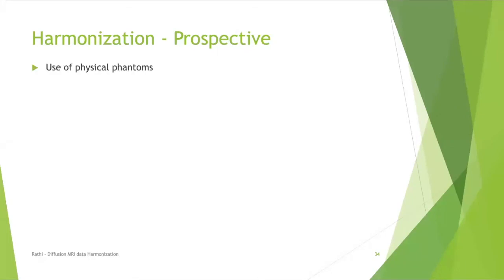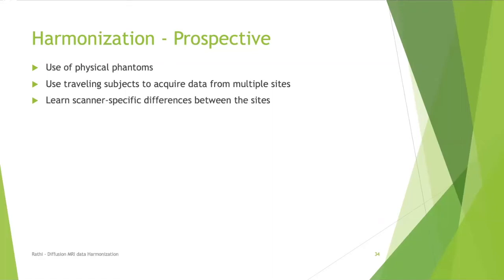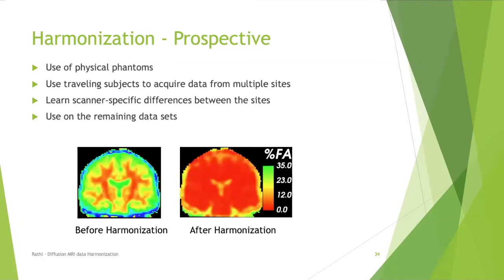So in prospective harmonization, one possibility is to use physical phantoms, and we'll go over it again. You can also, you definitely should use traveling subjects acquired at multiple sites, and then you learn a mapping between them using these traveling subjects. And then apply this map that you learned to the remaining data sets. And this is what you want. This is data where we had the traveling subject go from one site to the other. And this is before and after harmonization, percentage change in FA. As you see after harmonization, again, this is the desired result with very little change after.